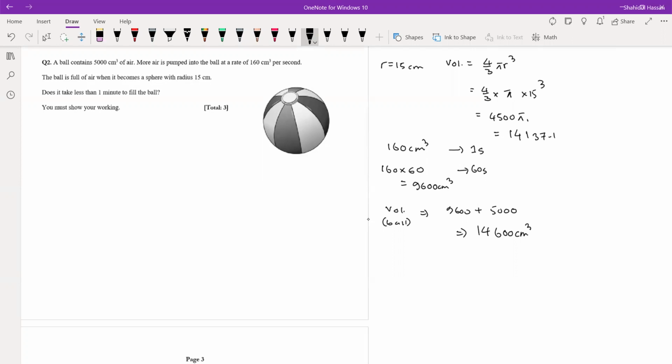Okay, all right. So if the volume of the ball is 14,137, then the ball is full. And we can see from here that in 1 minute, the volume of the ball will be 14,600 centimeter cube. So we can say the ball is filled in less than 1 minute.